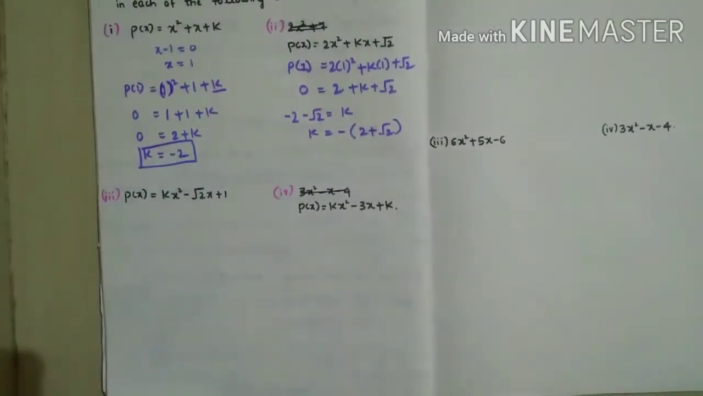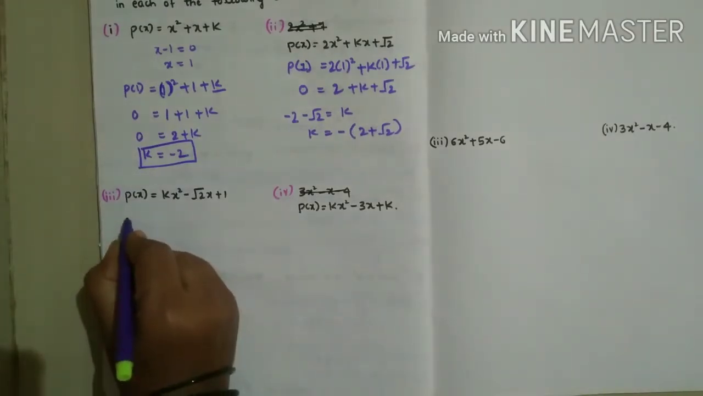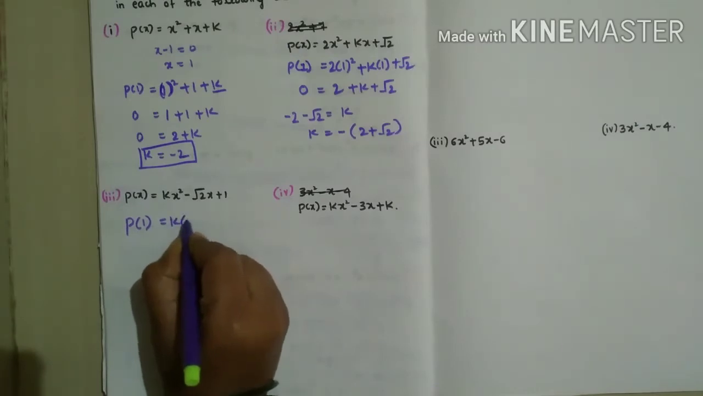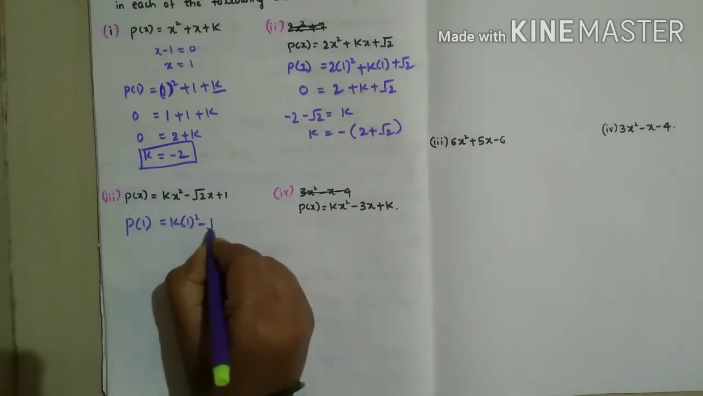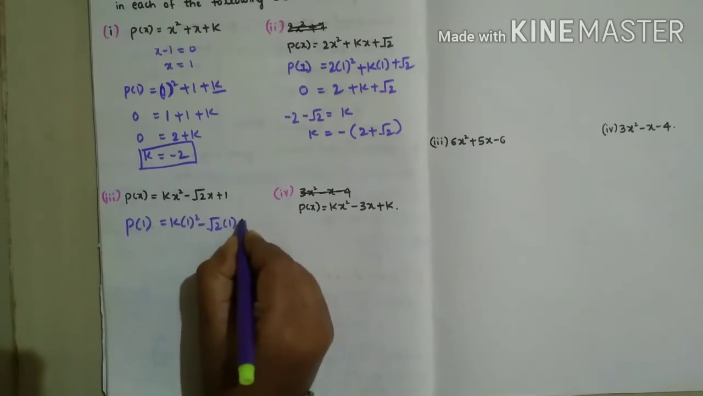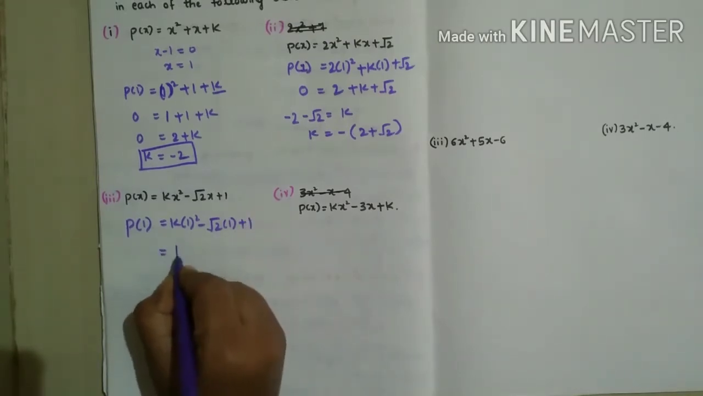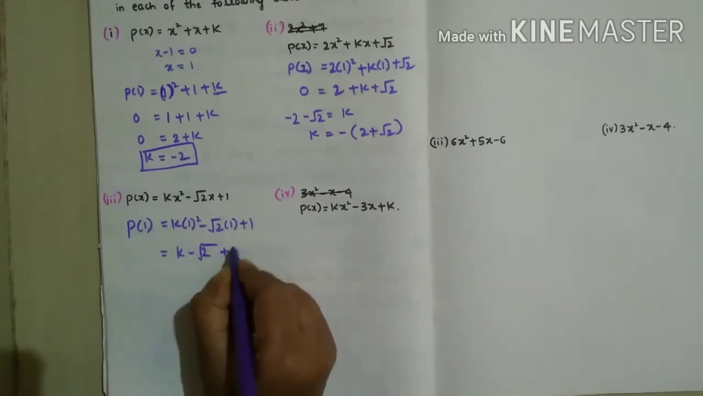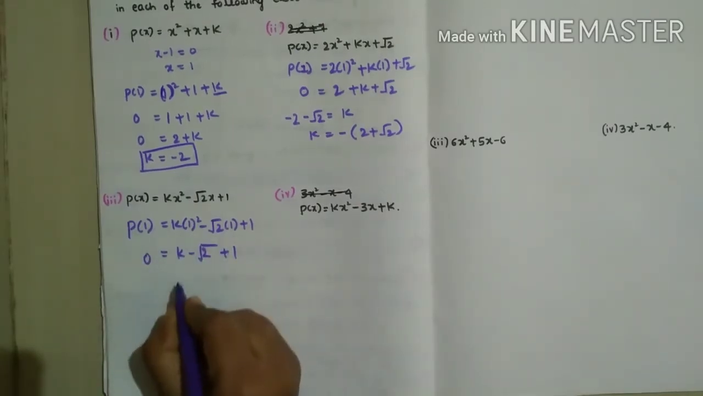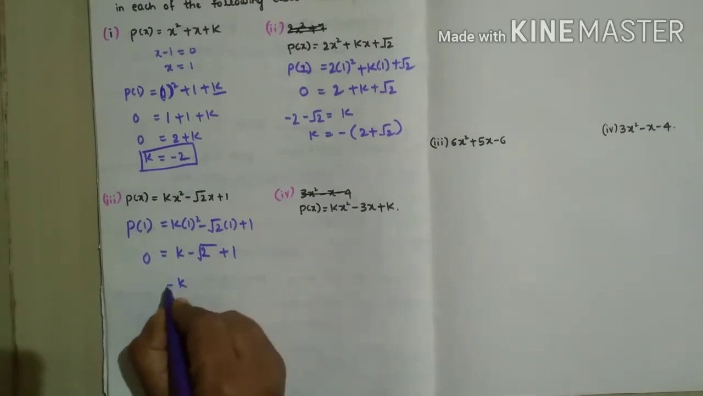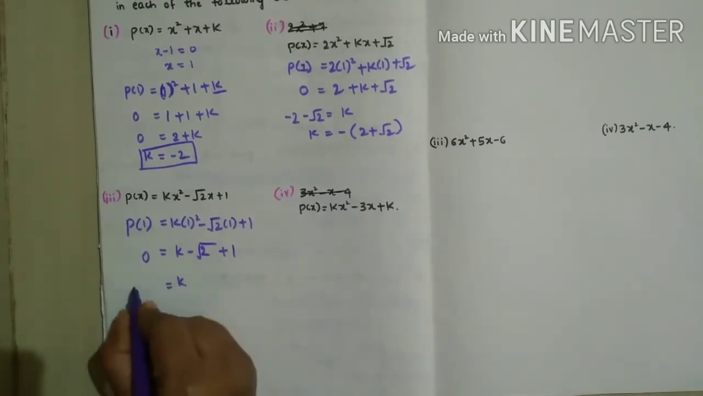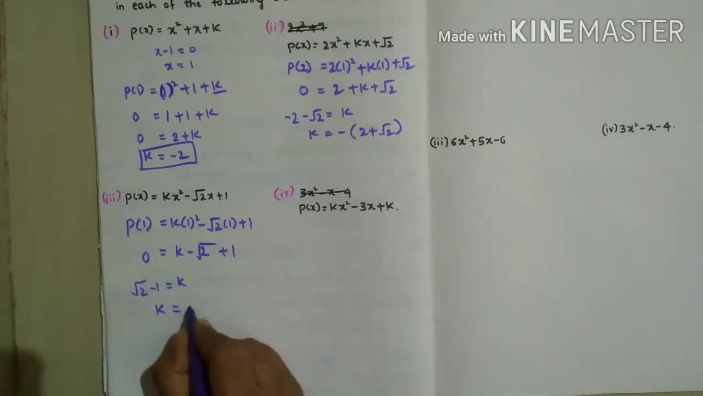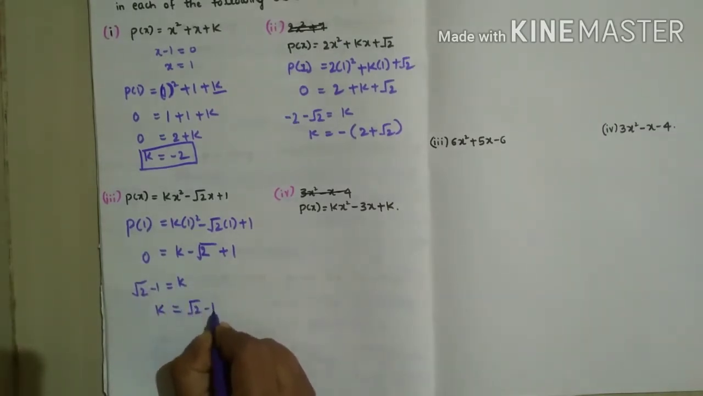Now here also the x value will be 1. Wherever x is there you substitute 1. 1 square minus root 2 into 1 plus 1. Now it will become k minus root 2 into 1, which is root 2 only, plus 1. This is 0. K you keep here only. This remaining you transfer to the left side. This minus root 2 will become plus root 2. This plus 1 will become minus 1. So the k value is root 2 minus 1.